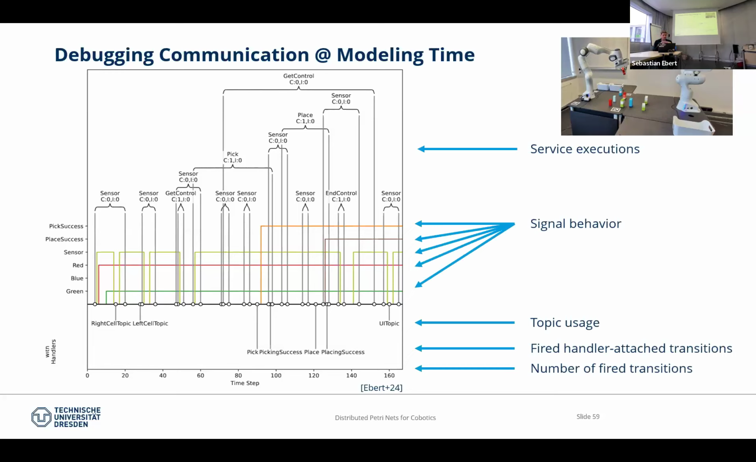Service executions, basically these big brackets. So we have, for example, right on top a grid control service, which is called. And this especially also contains information about the client and server instances used. So this is how we debug communication at modeling time based on these traces.